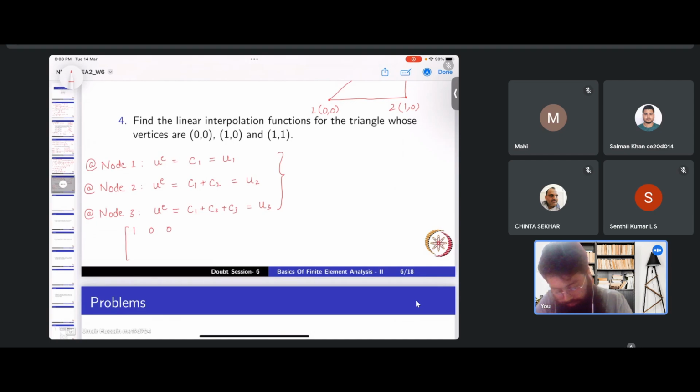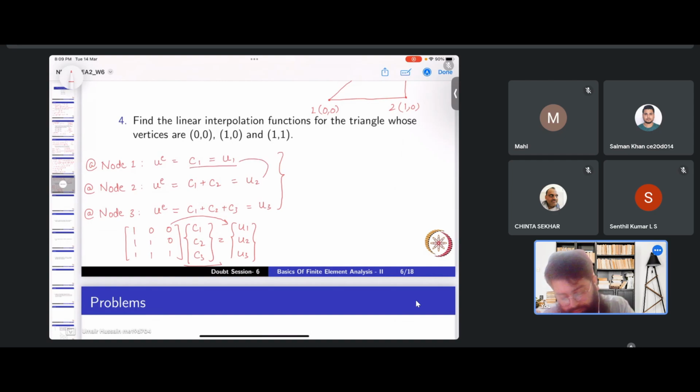1 0 0 1 1 0 1. We have C1 C2 C3, which equals U1 U2 U3. We need the unknowns in this vector, so we need to transfer this matrix from here to here and take the inverse. Otherwise we can do it by a simple manipulation. We know that C1 equals U1.